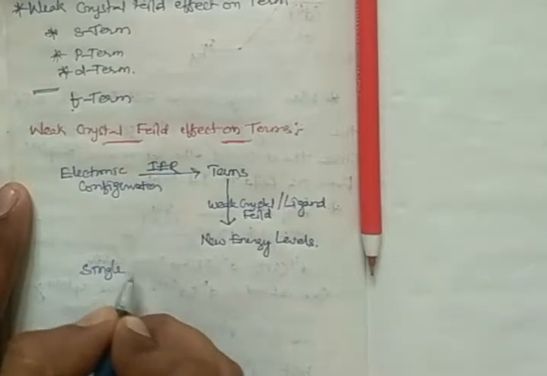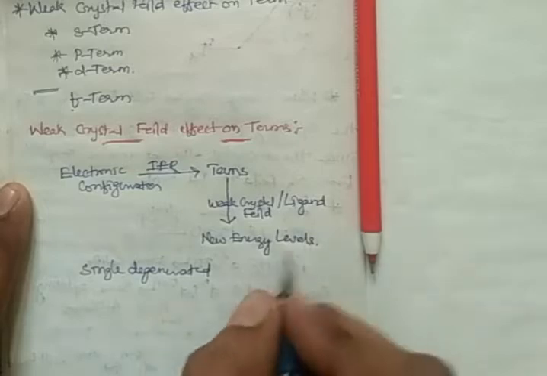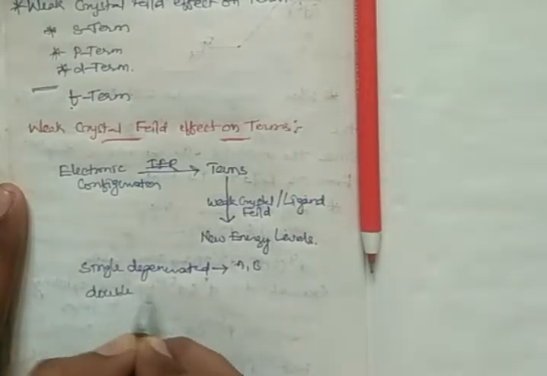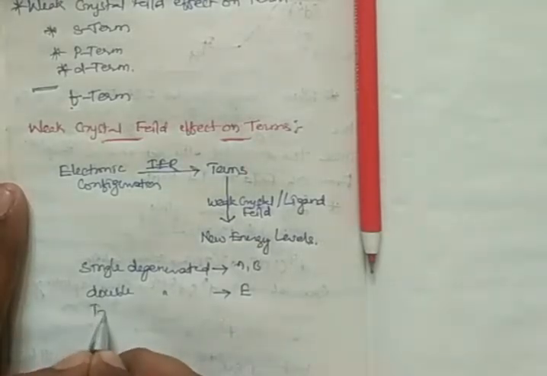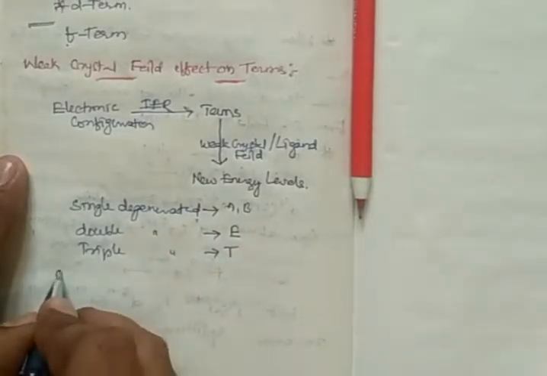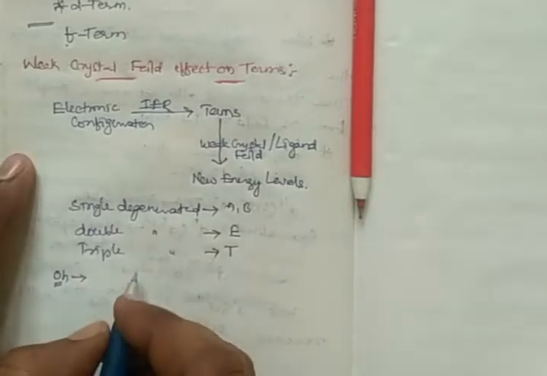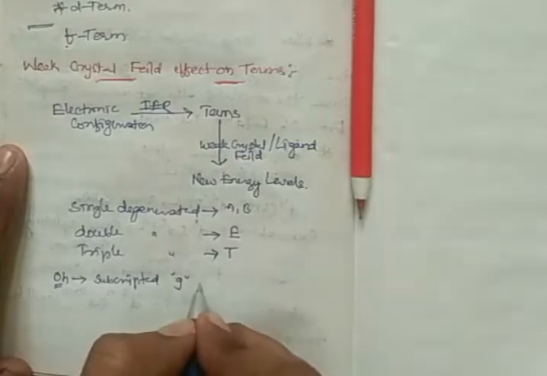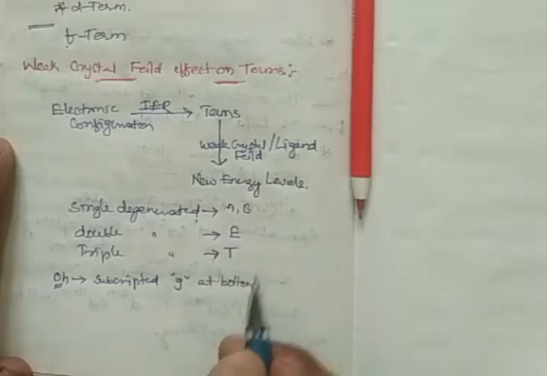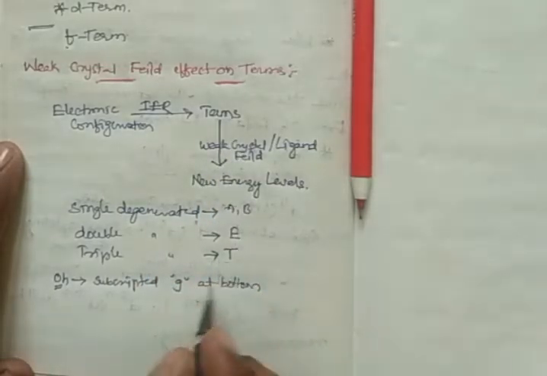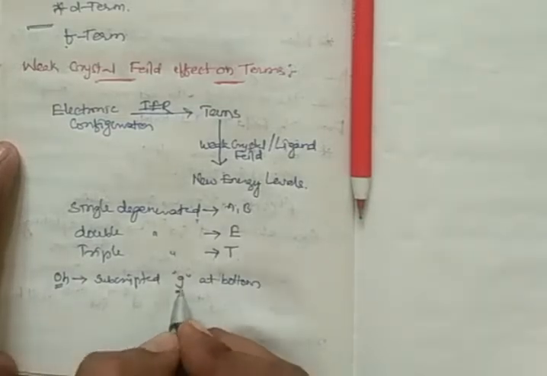The singly degenerate levels are symbolized with either A or B. Doubly degenerate levels are symbolized with E, and triply degenerate levels are symbolized with capital T. When these A, B, E, T symbols are generated by the octahedral crystal field, they are subscripted with g at the bottom of the symbol.